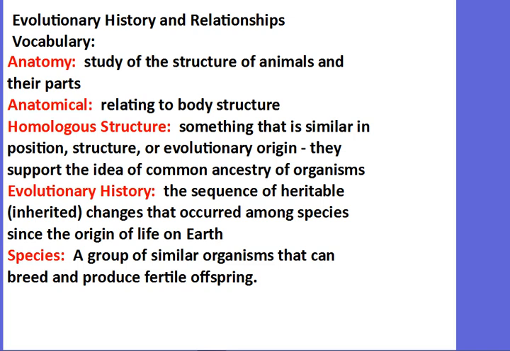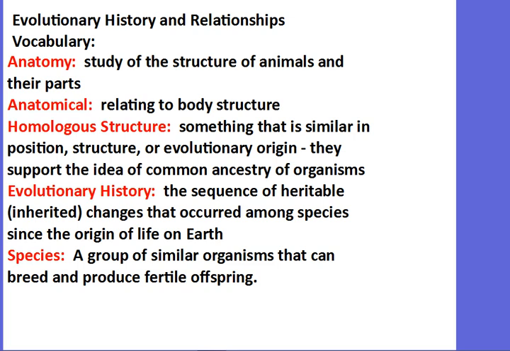Homologous structures are a structure or a part that is similar in position, structure, or evolutionary origin. There's several different ones we'll talk about, and these homologous structures, this prefix homo means the same, these similar structures support the idea of common ancestry between organisms, that they share a common ancestor. They have something in common, and that common ancestor could be millions and millions of years in the past, but it's still a common ancestor.